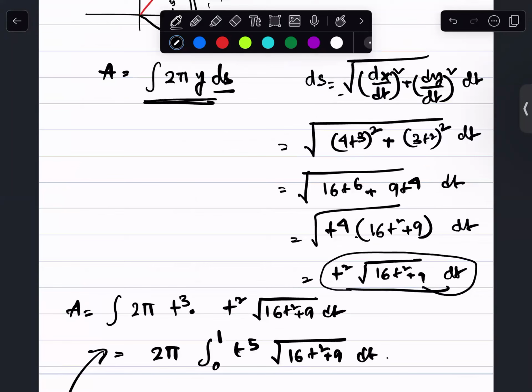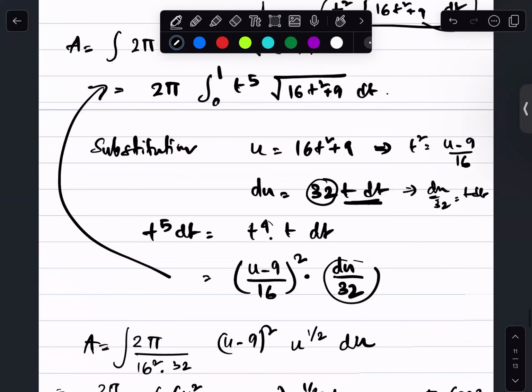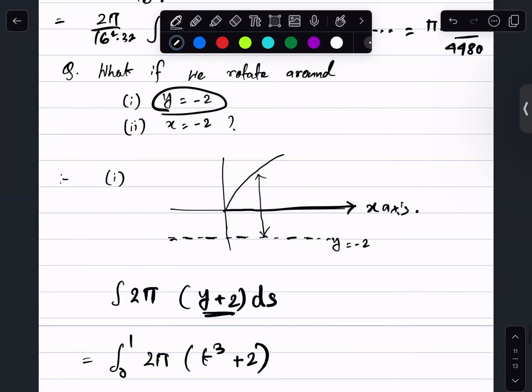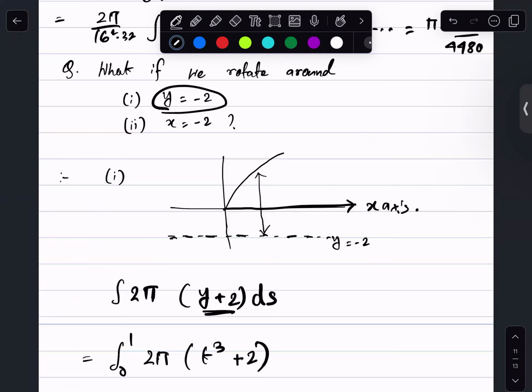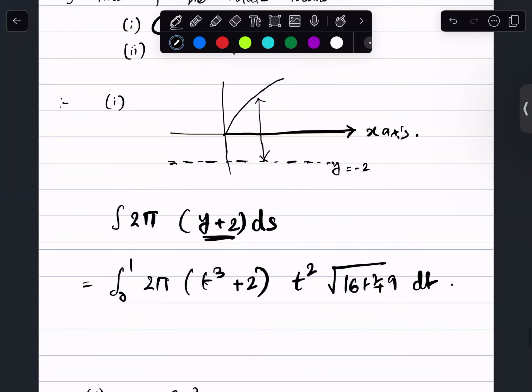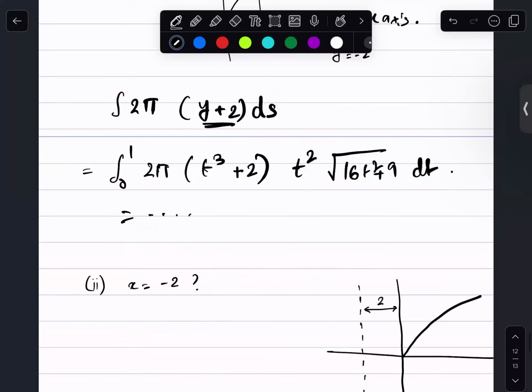There will be no difference in ds. This ds is independent of which axis we are considering, whether it is the x-axis, the y-axis, or x equal to minus 2 axis or whatever. So here also the expression for ds will be t squared times the square root of 16 t squared plus 9 dt. And the rest will be similar to the previous problem. You have to do the substitution and then you will be able to figure it out.